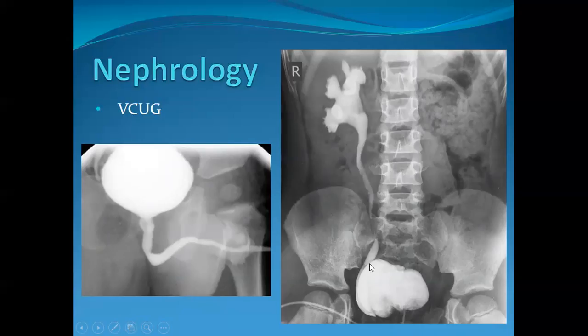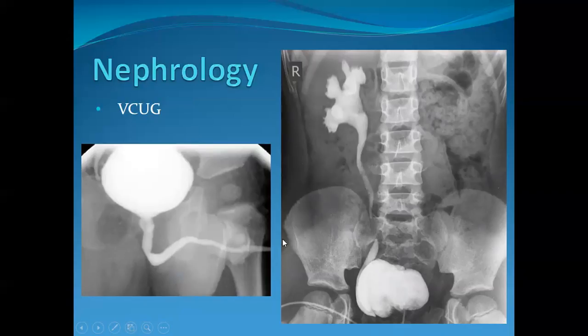Now there shouldn't be any reflux into the ureters in a normal individual. So based on how much reflux, how far it goes, and whether the calyces are actually blunted is the grading scale for what we get for ureteral reflux. And I'll show you that in just a minute.